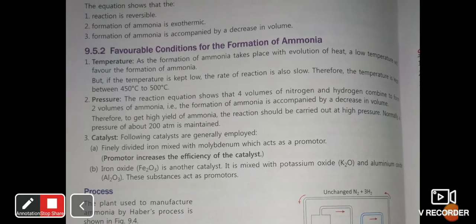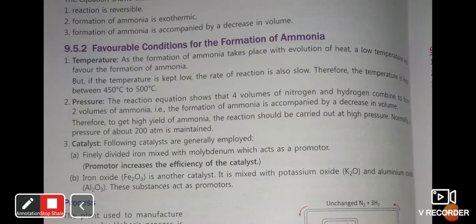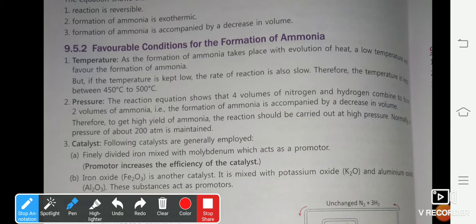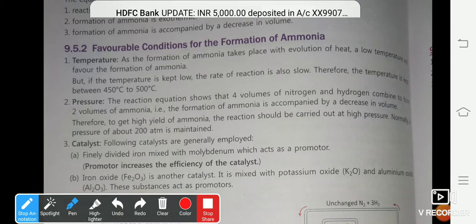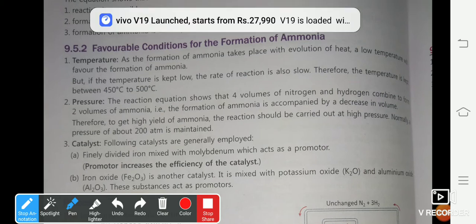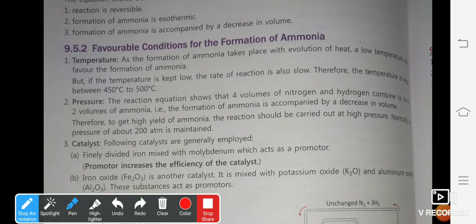Now, what are the favorable conditions for the formation of ammonia? First thing is temperature. As the formation of ammonia takes place with evolution of heat, a low temperature favors the formation of ammonia. But if the temperature is kept low, the rate of reaction is also slow. Therefore, the temperature is maintained between 450 degrees Celsius to 550 degrees Celsius. While writing the chemical equation for this particular preparation, you have to mention this temperature on the arrow. That is 400 to 500 degrees Celsius.